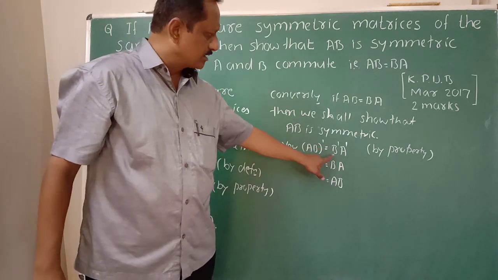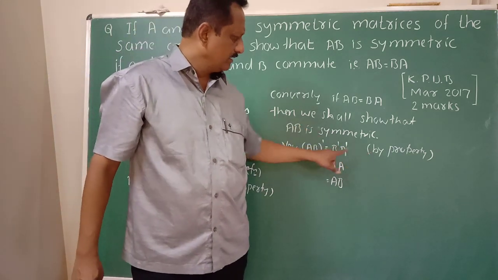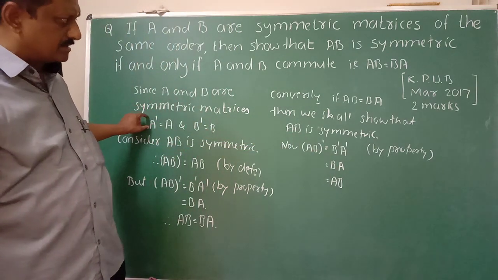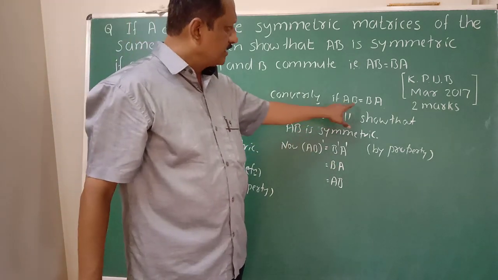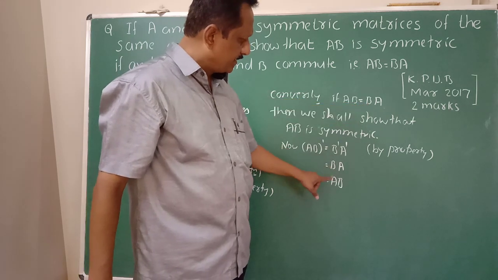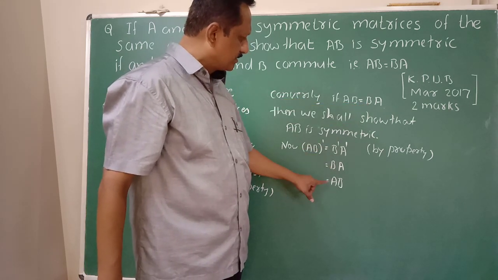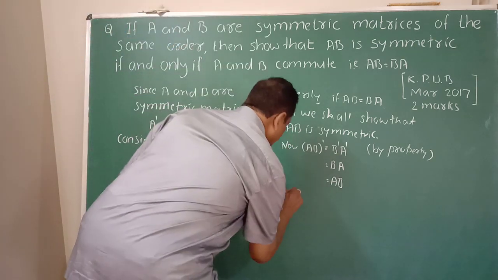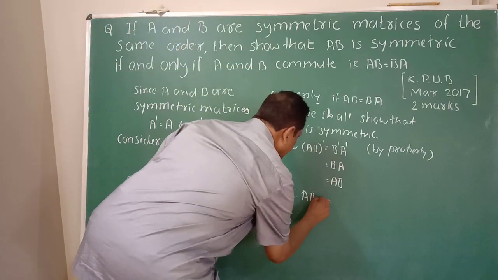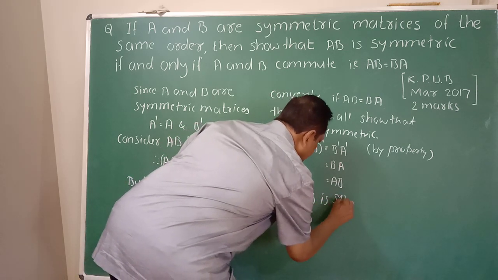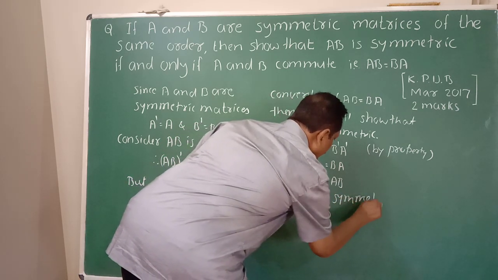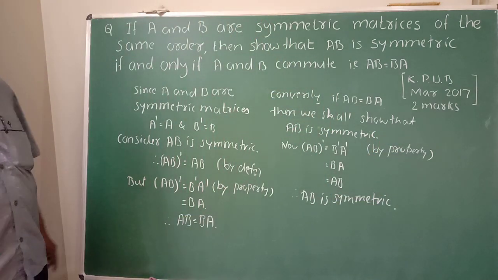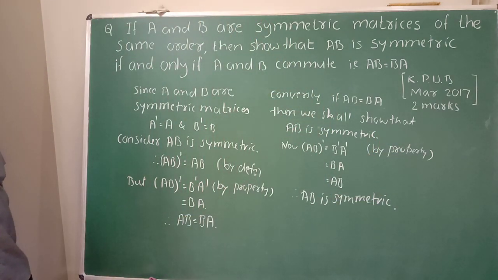Therefore, AB whole dash equal to B dash A dash is by property. B dash is B and A dash is A because A and B are symmetric matrices. But here AB is equal to BA, therefore replace BA by AB. Hence AB dash is equal to AB. The meaning is that AB is a symmetric matrix. This is the proof.